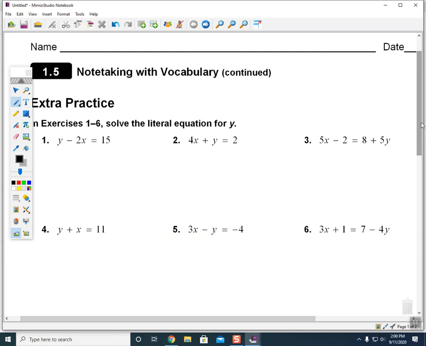Okay. So, I need to solve the literal equation for y. I need to solve for y. Number 1. y minus 2x equals 15. You gotta divide. I have one step and I'm done. What's my one step? Divide.